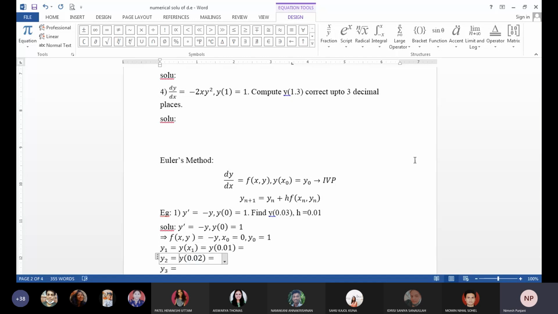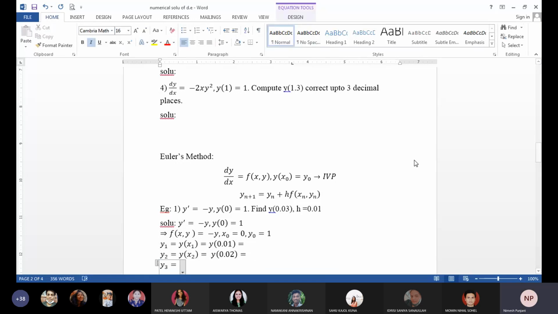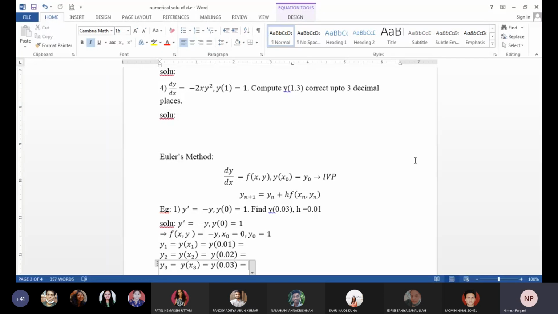We know how to get x1, right? What is the formula for your x1? How do you find your x1? Same idea which we use for interpolation. What is your x1? x naught plus h. Very good.